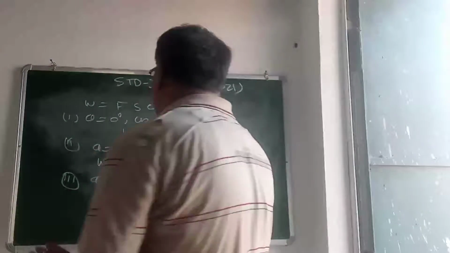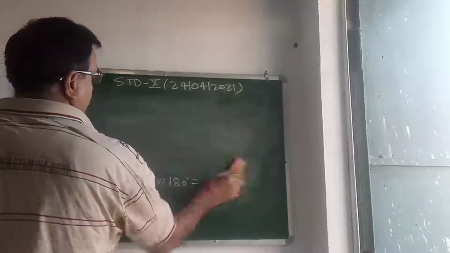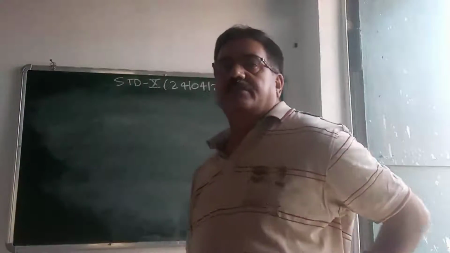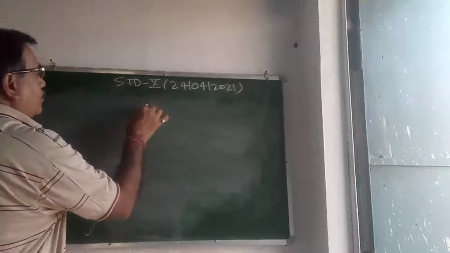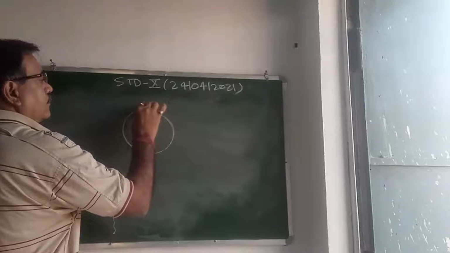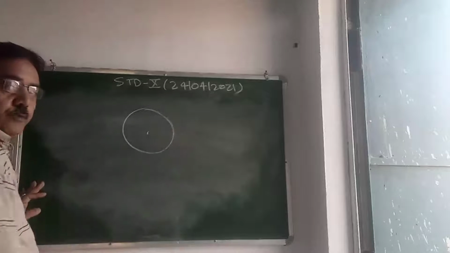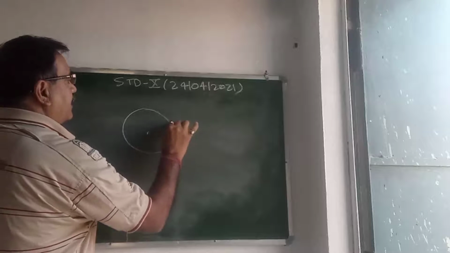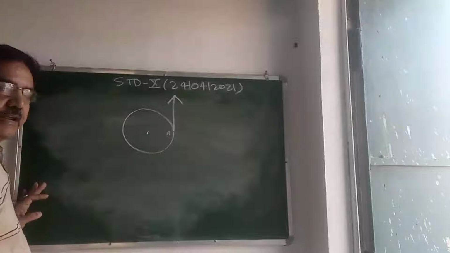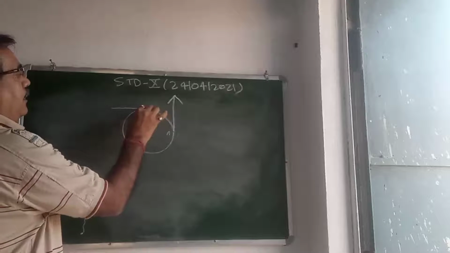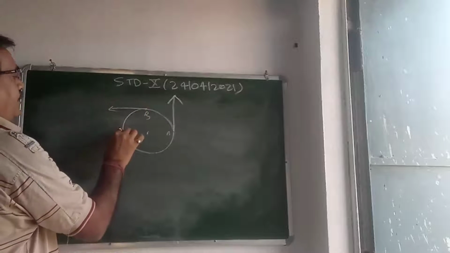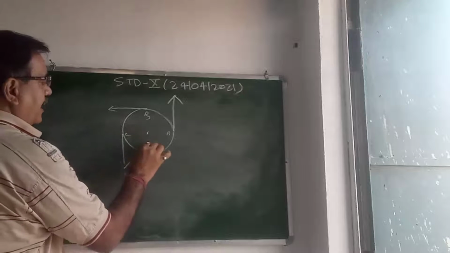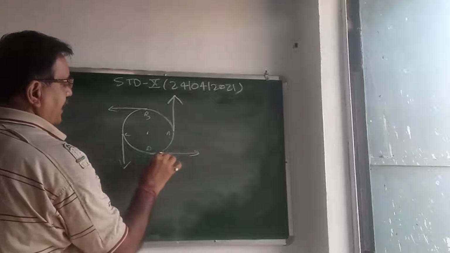Now, several examples. First example, circular path. Suppose the body is moving in a circular path. When the body is at A, this is the displacement direction. When the body is at B, this is the displacement direction. When the body is at C, this is the displacement direction. When the body is at D, this is the displacement direction.